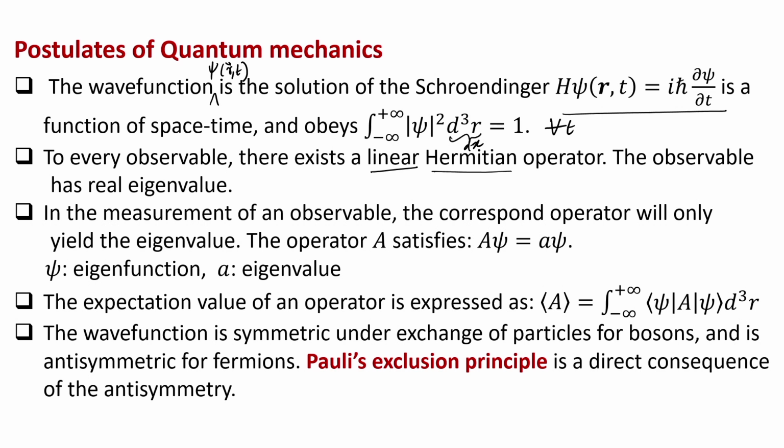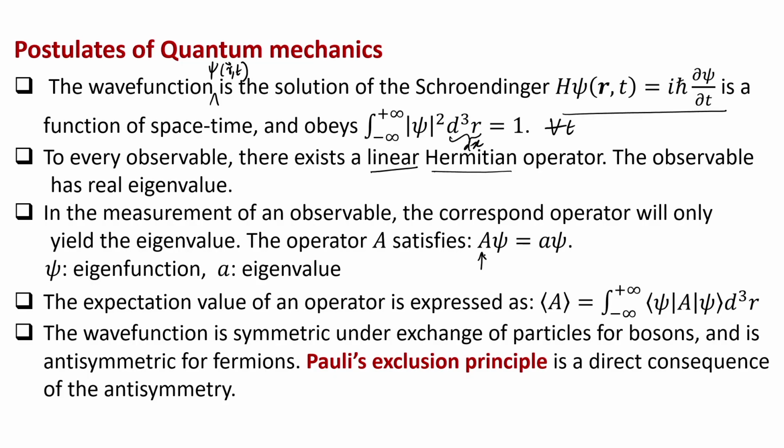In the measurement of an observable, the corresponding operator will yield only the eigenvalue. This is just to bring context from the discussion that we had earlier, that the measurement is to see whether the cat is dead or alive. Okay. And psi comprises two possibilities. One is that it is dead or it is alive, and A is this measurement of observing it.